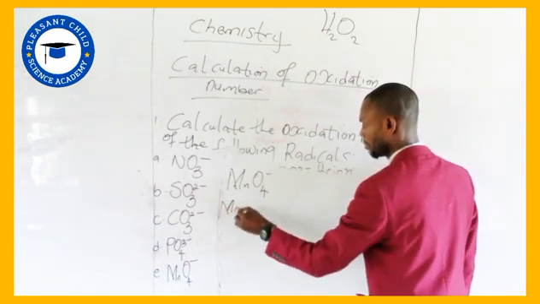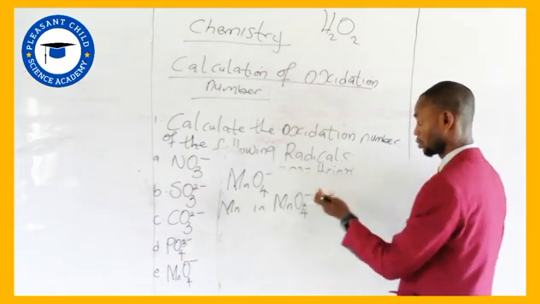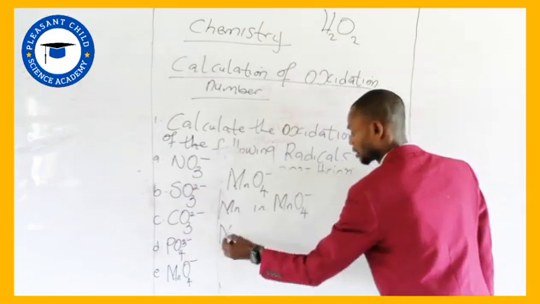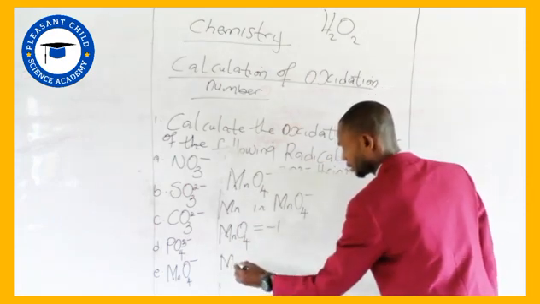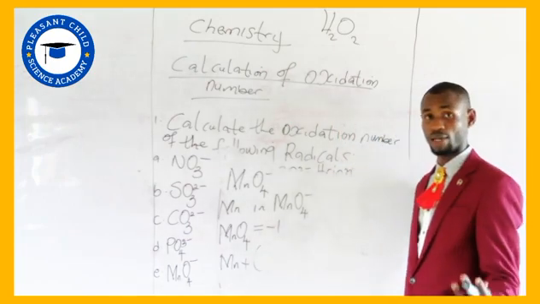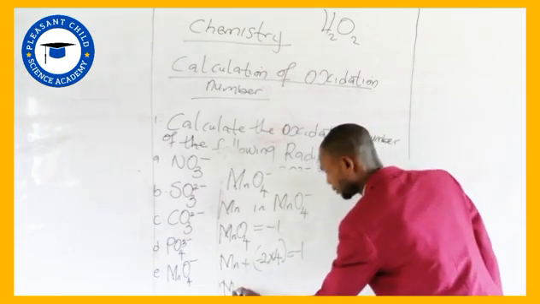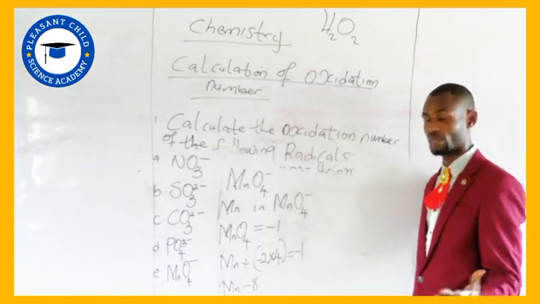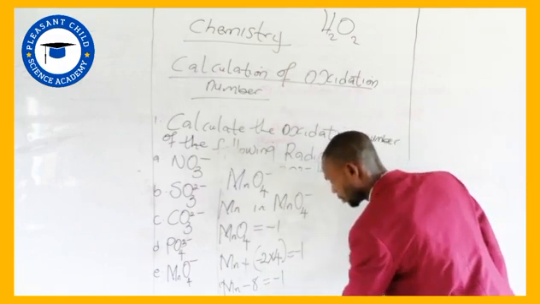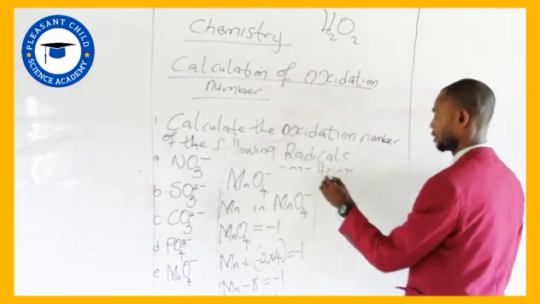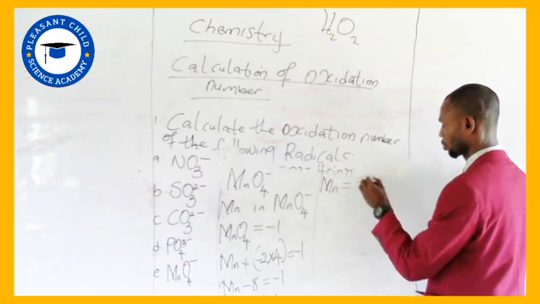So we want to calculate for Mn in MnO4−. You know the procedure. We are going to equate everything to the valency, which is MnO4 is equal to −1. Then Mn plus the oxidation number of oxygen, which is −2, multiplied by 4 is equal to −1. Mn − 8, you remember how we arrived at −8, is equal to −1. Then Mn is equal to 8 − 7. At the end of the day, Mn, that Mn represents manganese, is equal to +7.